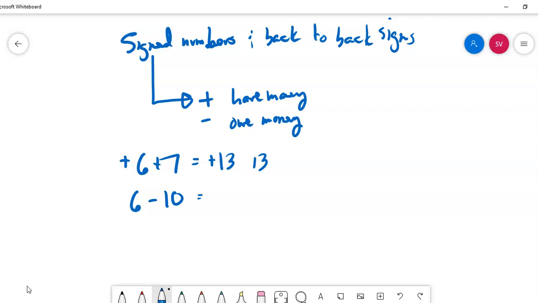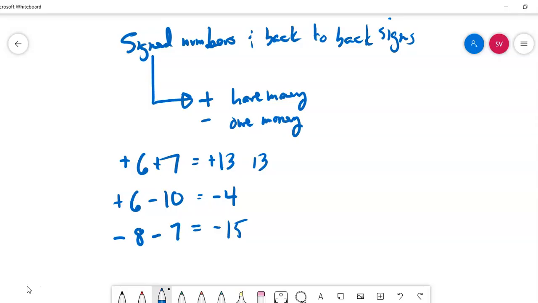I view this as making a minimum payment on a credit card. So the 6, there's no sign in front of it, assumed to be positive. If I have 6 and I owe 10, I'm still going to owe 4. Now this example here would be an example of racking up charges on a credit card. If I owe 8 and then I owe 7, I'm going to owe $15.